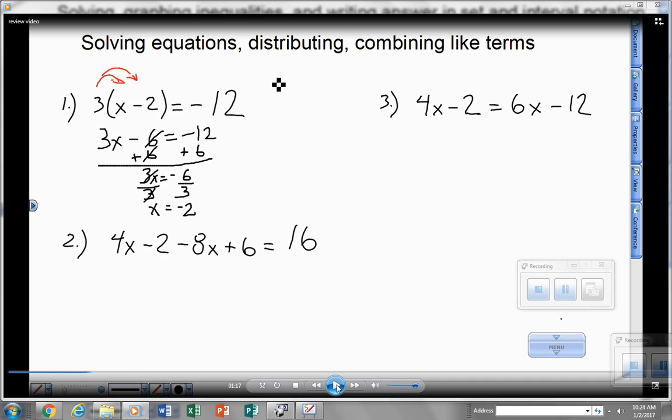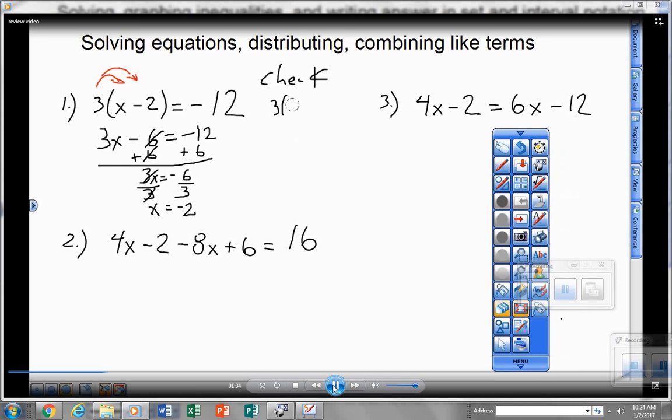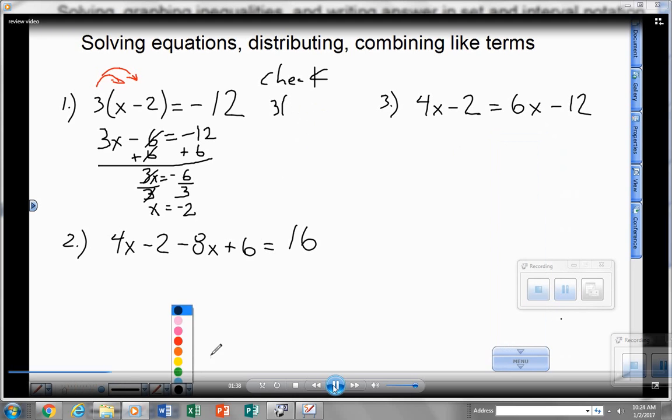Next step here, I'm going to show you how to check it. I'm taking that answer, negative 2, and I'm going to plug it in right here and show you that that is a true solution. So I'll take that negative 2, plug it in. Everything stays the same. Only where that x is will I be plugging in that number. So right here, I'm going to plug in a negative 2 right where that x used to be. So right here, negative 2. The rest of the problem is exactly the same. Negative 2, the parentheses, the equal, the negative 12.